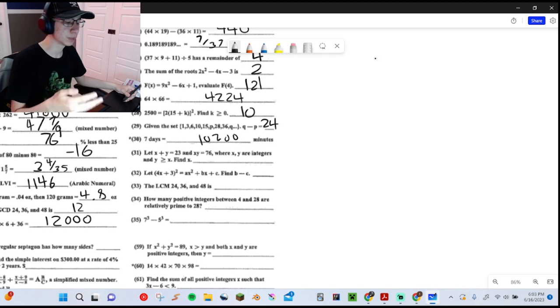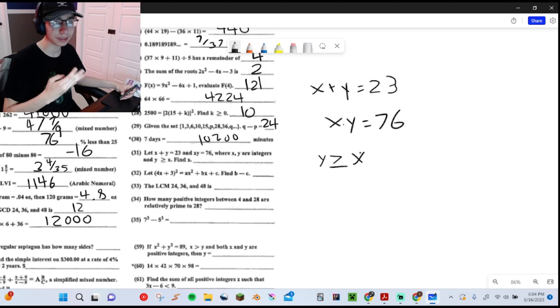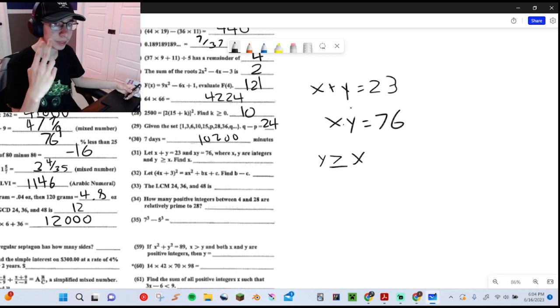So let x plus y equal 23. Okay. x plus y equals 23. And xy, so x times y, is equal to 76. And I want to find x given that x is less than or equal to y. So x is probably the smaller number. So I've got to think of 2 numbers that add to 23 and multiply to 76. So let me think.